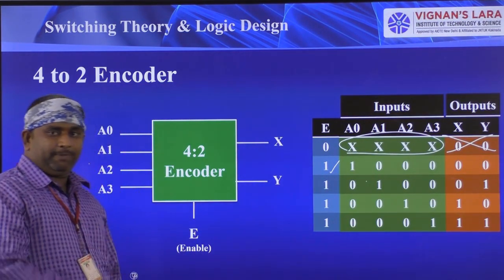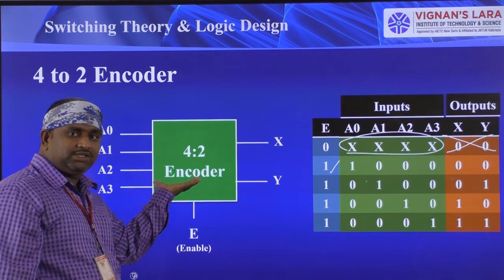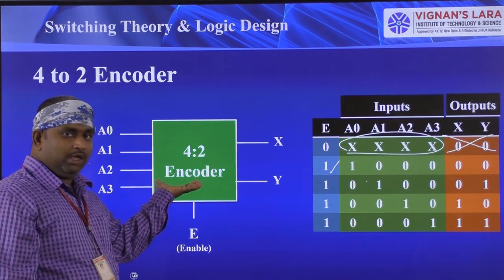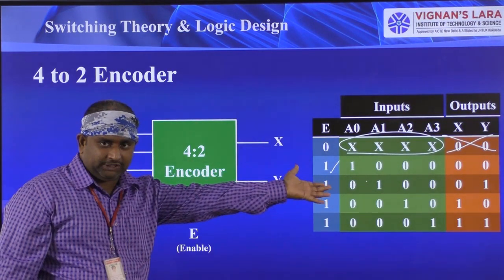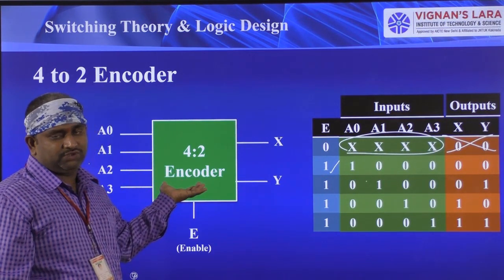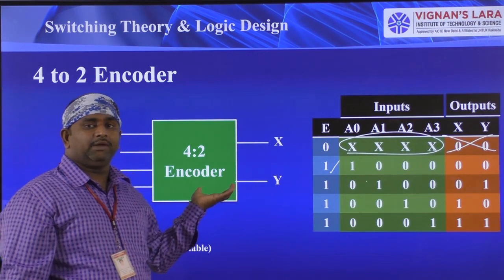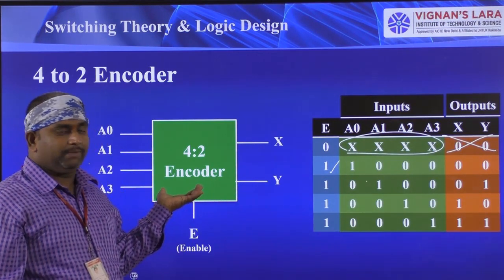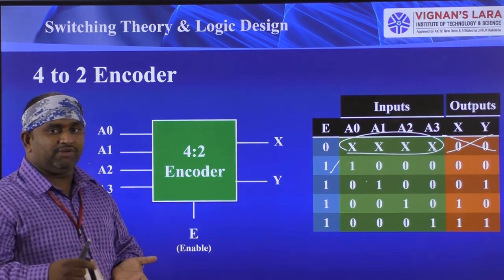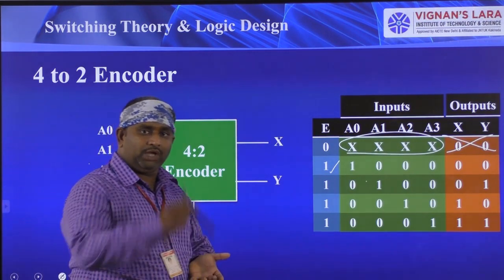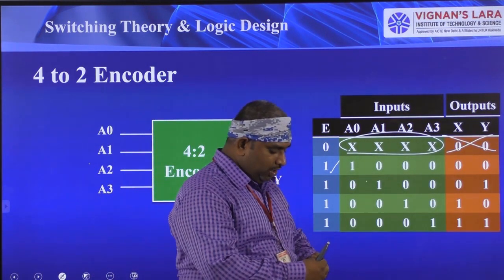If this is the operation, then what is the internal circuit of this 4 to 2 encoder? Is it clear? In the previous classes, for the decoder, we drew the diagram by using AND gates, for example D0, D1, D2, D3. We have drawn the function. Right? Now we will see.